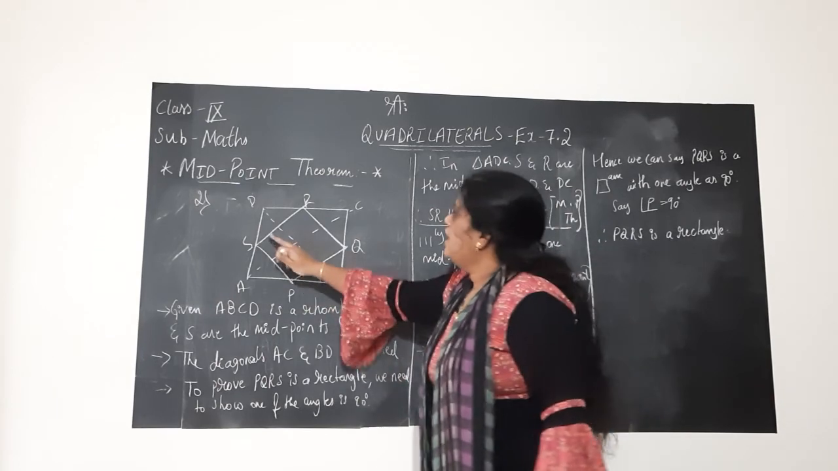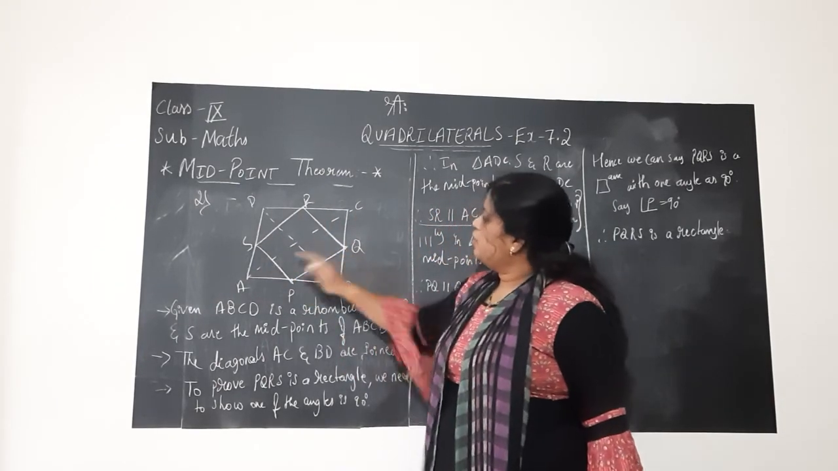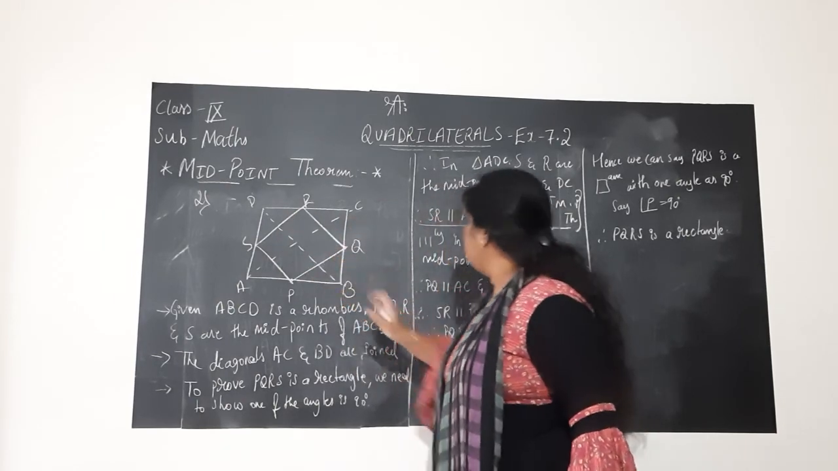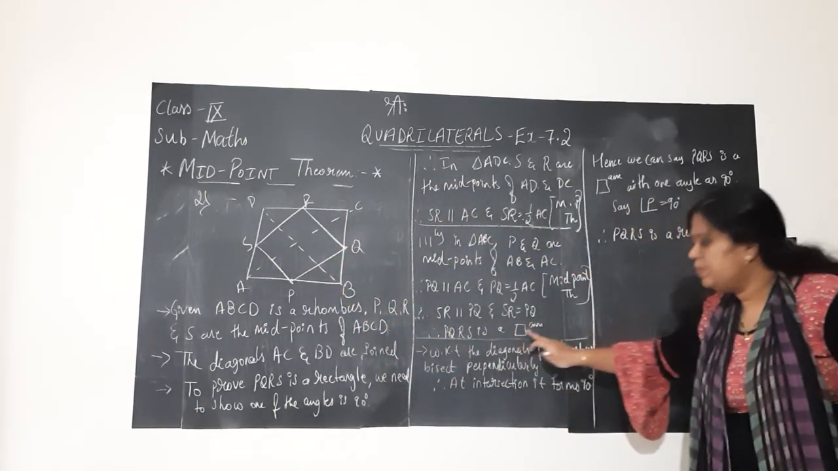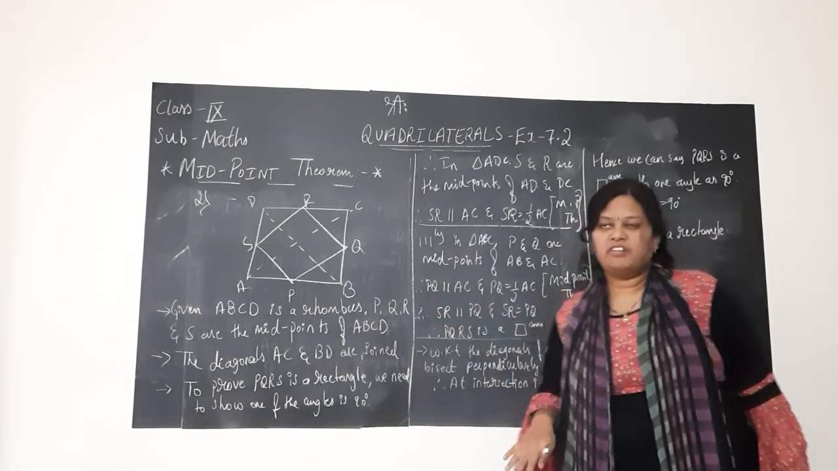Therefore SR is parallel to AC, and PQ is parallel to AC. Obviously PQ is parallel to SR. Therefore PQRS is a parallelogram. Till here it is the first problem itself.